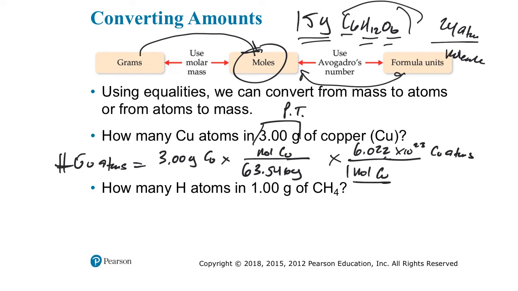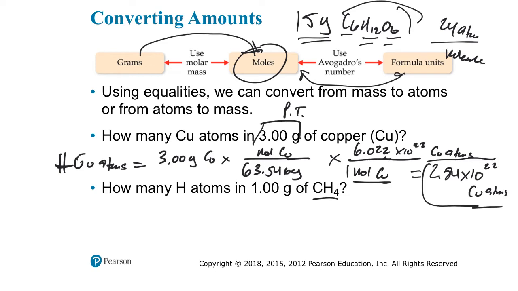Okay, so we do the arithmetic here. Much less than a mole. So 3 divided by 63.546 would be 0.0472 moles. I'm going to multiply that by Avogadro's number, 6.022 times 10 to the 23, and I get 2.84 times 10 to the 22 copper atoms. Okay, so that's using the molar mass and Avogadro's number to go from grams to moles and then moles to atoms. Now let's see how this varies when we have a formula.